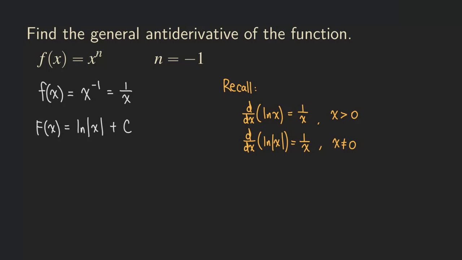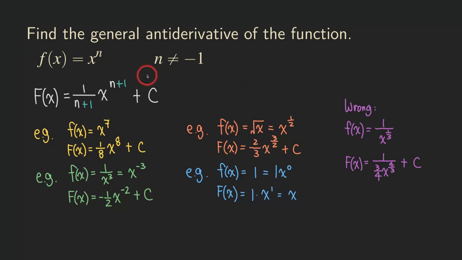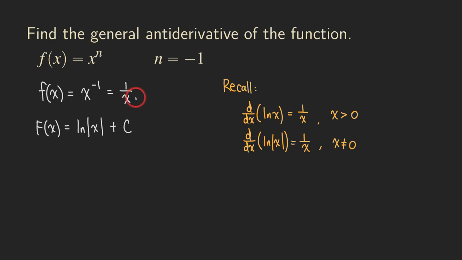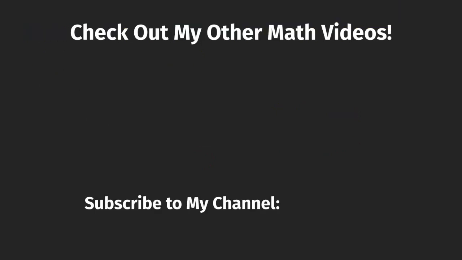Now, this will cover all the cases that we have here. For the first one, we have x to the n, and when n is not negative 1, we can reverse the general power rule by using this formula right here. But when n is equal to negative 1, we have 1 over x, and its antiderivative would be the natural log of absolute value of x. And so that's it for these two problems. It's actually just one problem with two different cases.